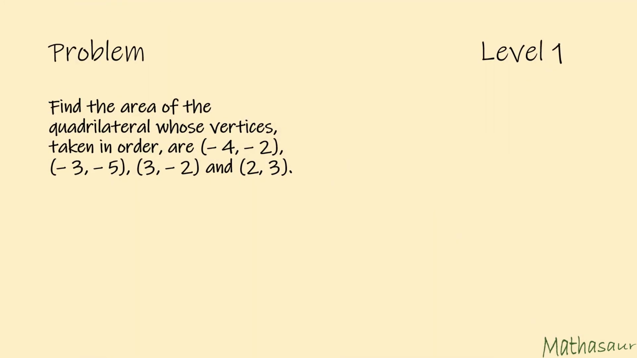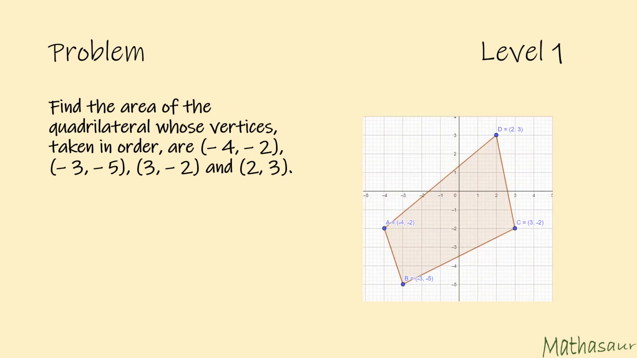Let us look at a few examples. Find the area of the quadrilateral whose vertices taken in order are (-4, -2), (-3, -5), (3, -2) and (2, 3). Let us draw a rough sketch, or in this case, an accurate sketch. So we get quadrilateral ABCD. Let us write down the coordinates.